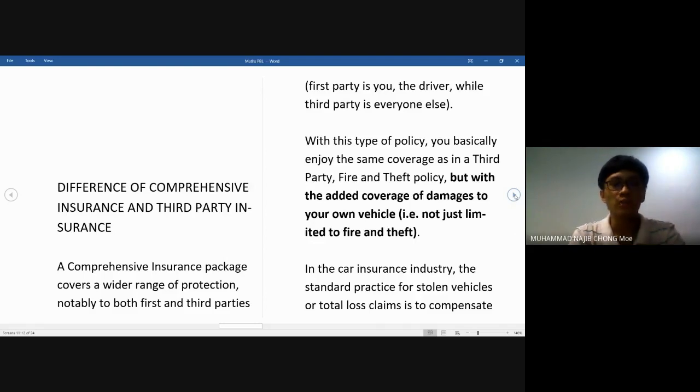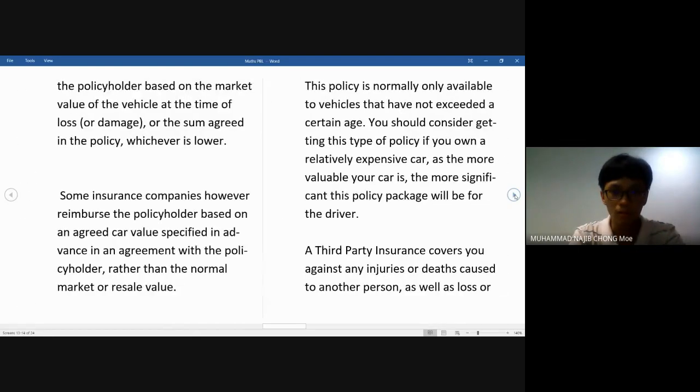In the car insurance industry, the standard practice for stolen vehicles or total loss claims is to compensate the policyholder based on the market value of the vehicle at the time of loss or damage, or the sum agreed in the policy, whichever is lower. Some insurance companies, however, reimburse the policyholder based on an agreed car value specified in advance in an agreement with the policyholder, rather than the normal market or resale value.